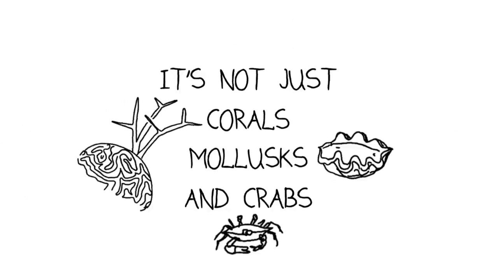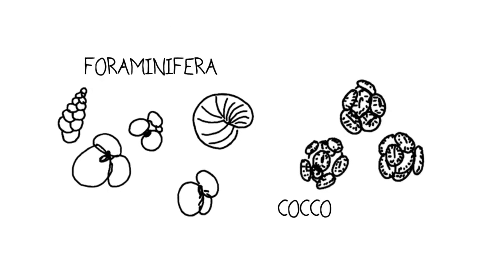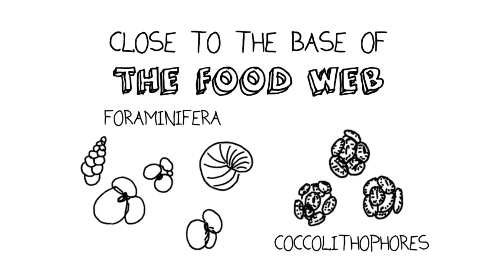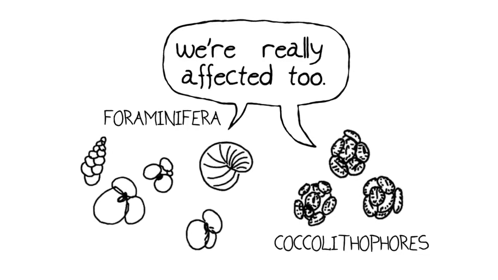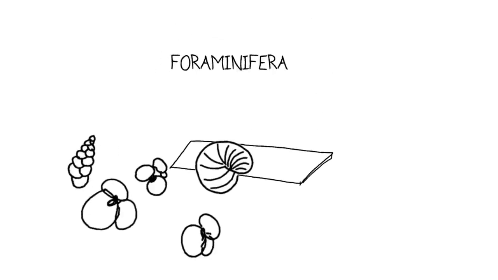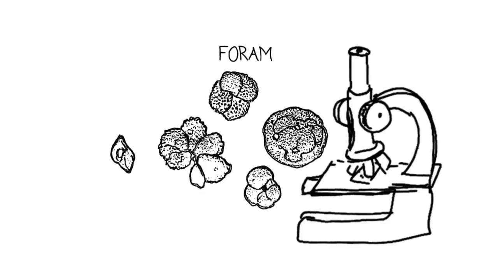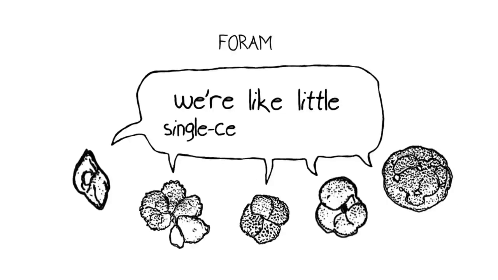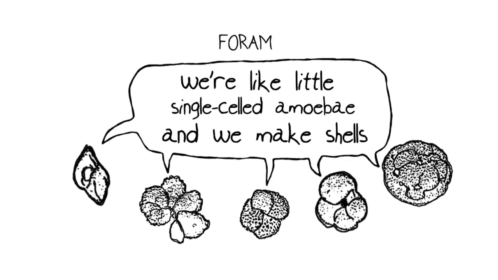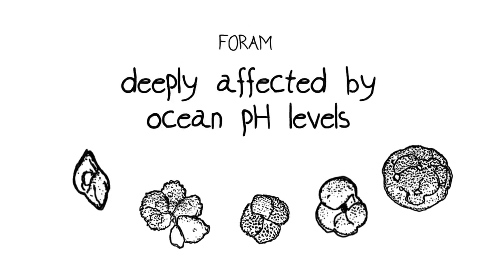It turns out that it's not just corals, mollusks, and crabs that are affected. Single-celled organisms called foraminifera and coccolithophores, which are close to the base of the food web and terribly important in marine ecosystems, are among the most affected. If you put a foraminiferan, or foram, under a microscope, they look like little spirals and funny-shaped boxes. They're fantastic things to look at. Forams are like little single-celled amoebae that make shells. Their metabolism and ability to make those shells is deeply affected by pH levels in the ocean.